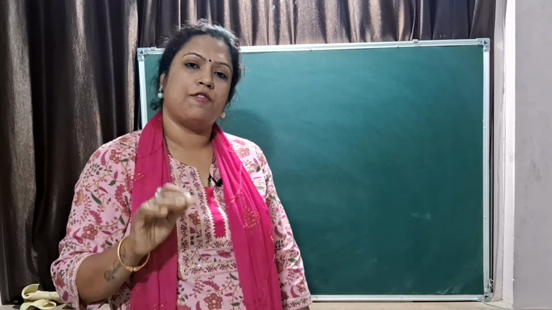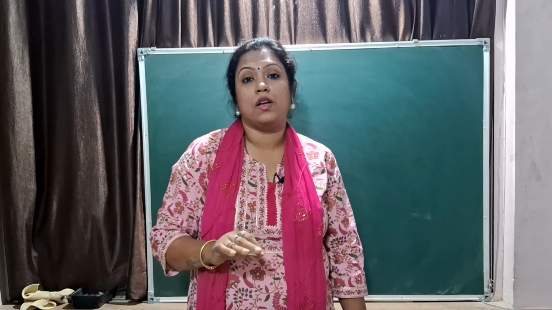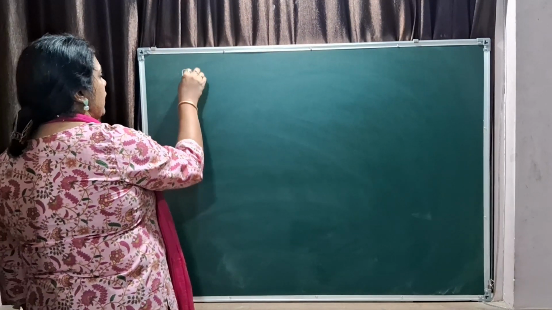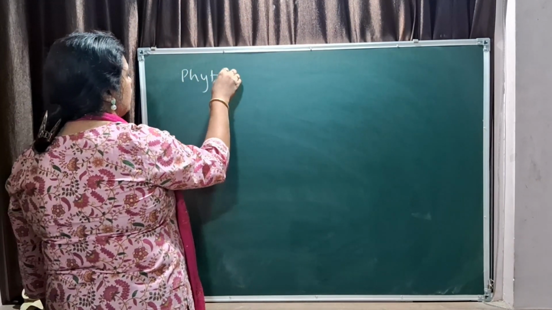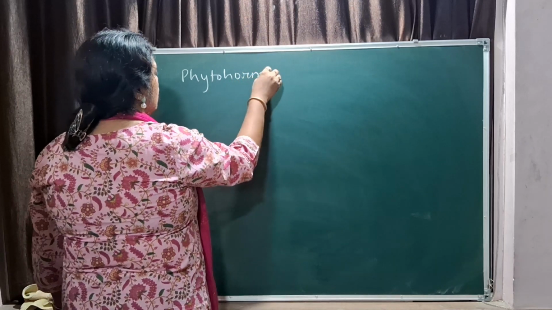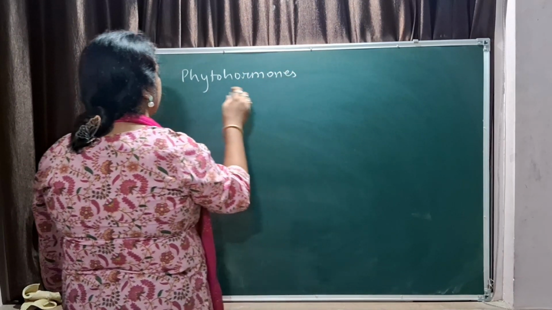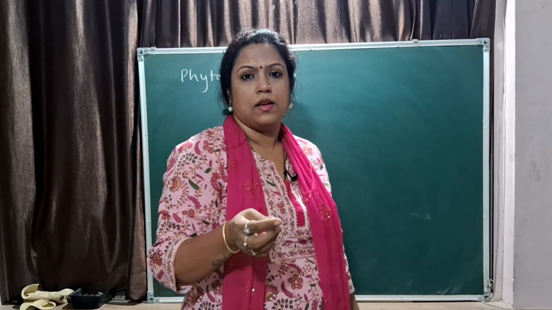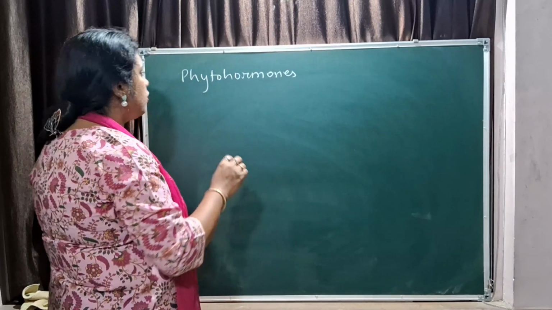Last chapter of plant physiology is chemical coordination in plants. In chemical coordination in plants, we study about the hormones, that is phytohormones. What are phytohormones? That is plant hormones. So, here also you have got certain full forms, IAA, that is indole 3 acetic acid. Okay. So, go through the full forms.